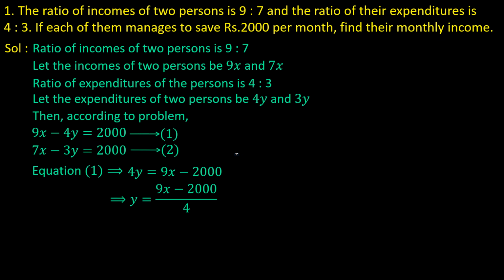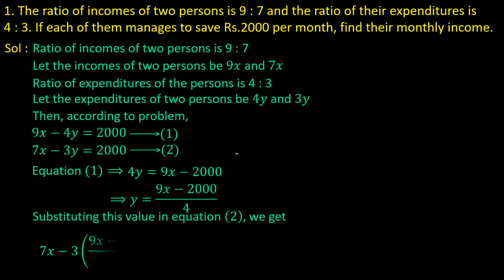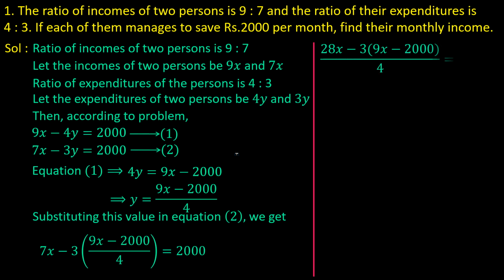The value of y obtained from equation 1 is to be substituted in equation 2. So substituting this value in equation 2, we get 7x minus 3 into (9x minus 2000) by 4 is equal to 2000. Now we can take 4 as LCM on the left hand side. So now 4 into 7x is 28x minus 3 into (9x minus 2000) is equal to 2000.